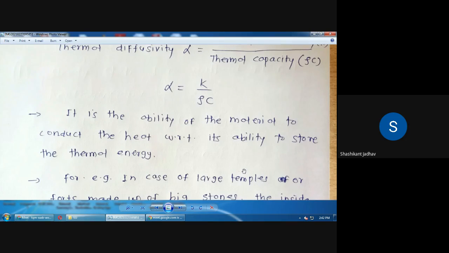That is, a material which will conduct the maximum heat as compared to storing the heat. So that material has high thermal diffusivity. And suppose there is a low thermal diffusivity, what is the meaning of that? The material has low heat conducting capacity as compared to the heat storing capacity.